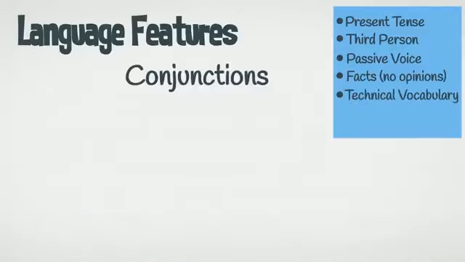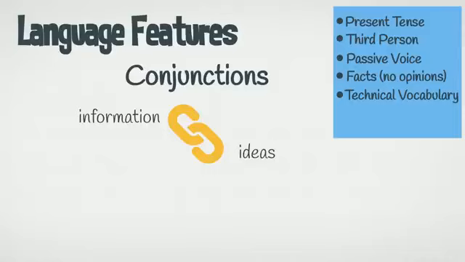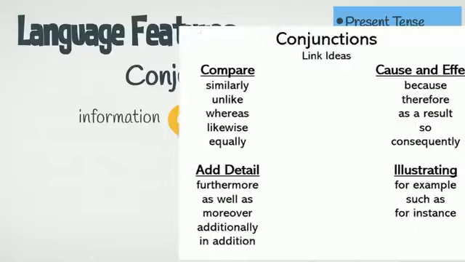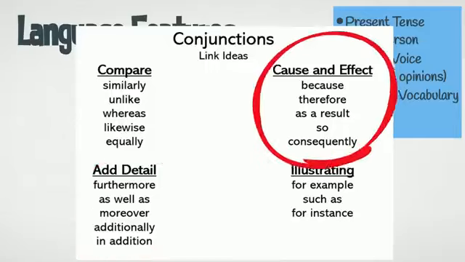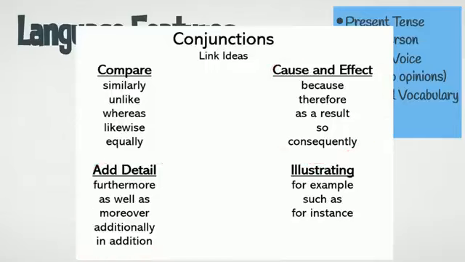Conjunctions. Conjunctions are important to use in information reports because they link together information and ideas. Here is a list of conjunctions grouped by their purpose. We can see that some compare, some add details, others show cause and effect, and others are used to illustrate a point.